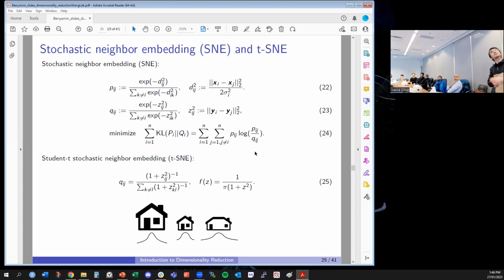And SNE and t-SNE. So SNE says that Pij, again, I consider the Gaussian distribution, approximated Gaussian distribution of points in the input space, also in the embedded space. Now I try to minimize the KL divergence between them. Hinton and Roweis proposed this.